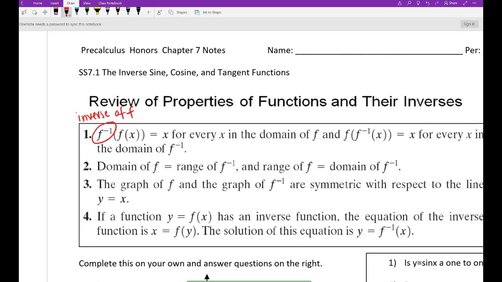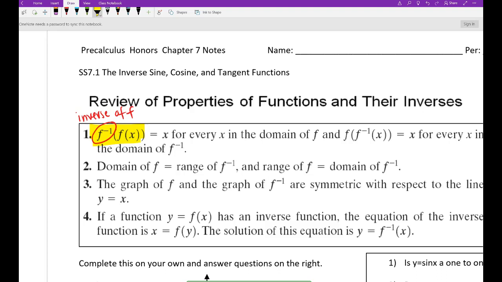This is the inverse of F. So learning math is like learning a brand new language. If you don't understand, please ask. So number 1 says F inverse is composed with f of x. So this right here means it's a composition. So F inverse composed with f of x equals x for every x in the domain of F.